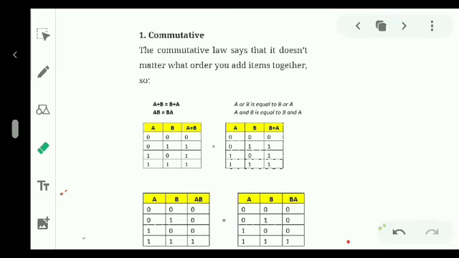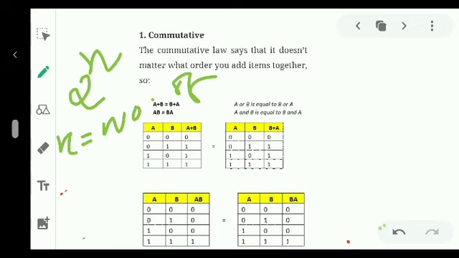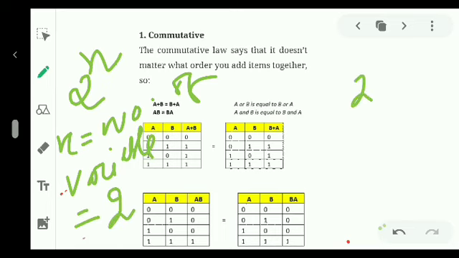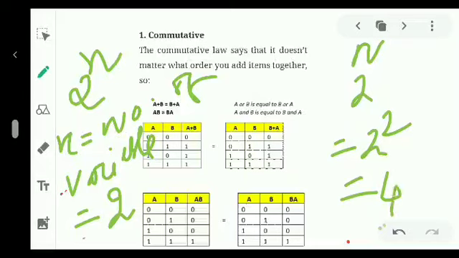Here we are taking two Boolean variables, A and B. So how many inputs will we get? It depends upon the number of Boolean variables we are using. It is 2 to the power n, where n is equal to the number of variables. Here the number of variables is 2, so 2 to the power 2 means 4 inputs are possible. I am giving 4 inputs over here.